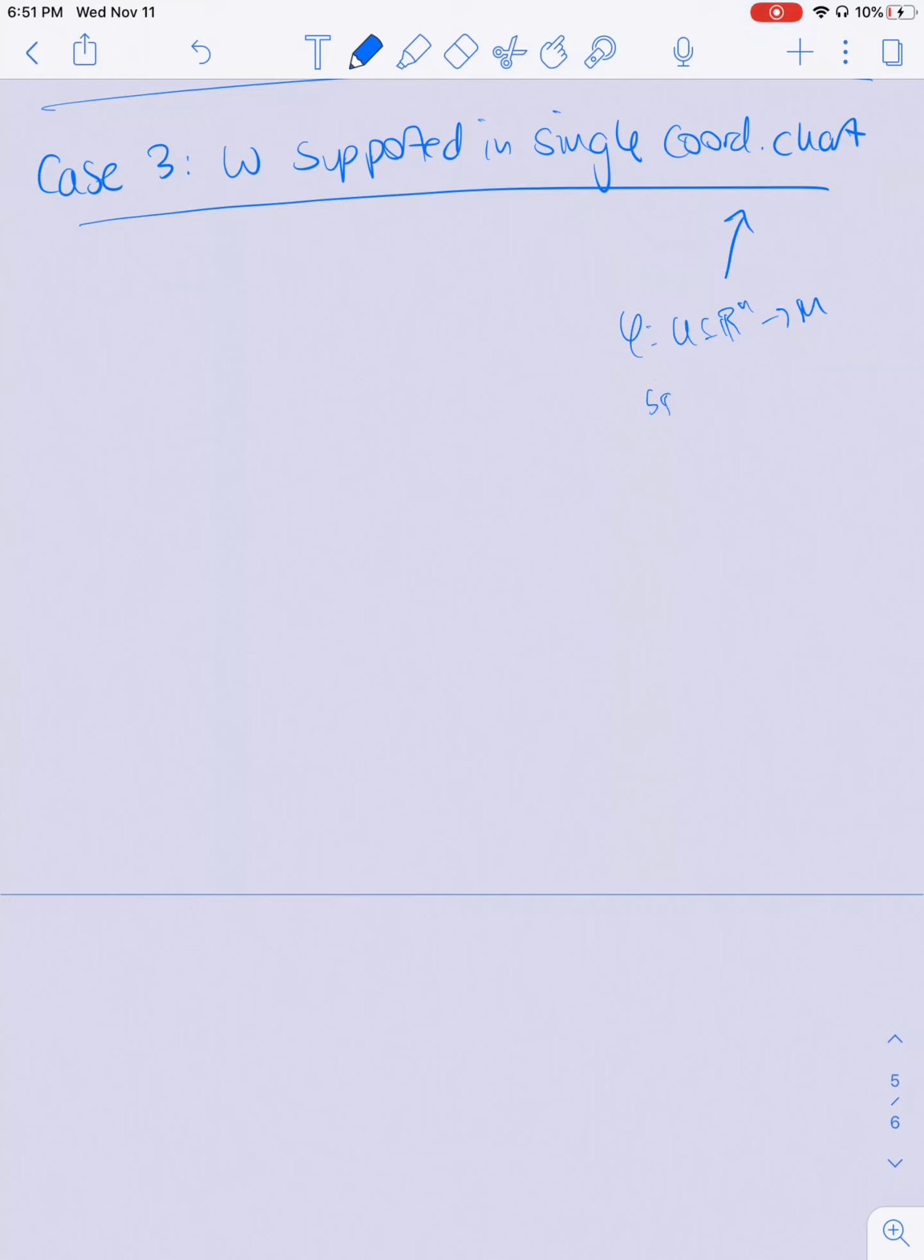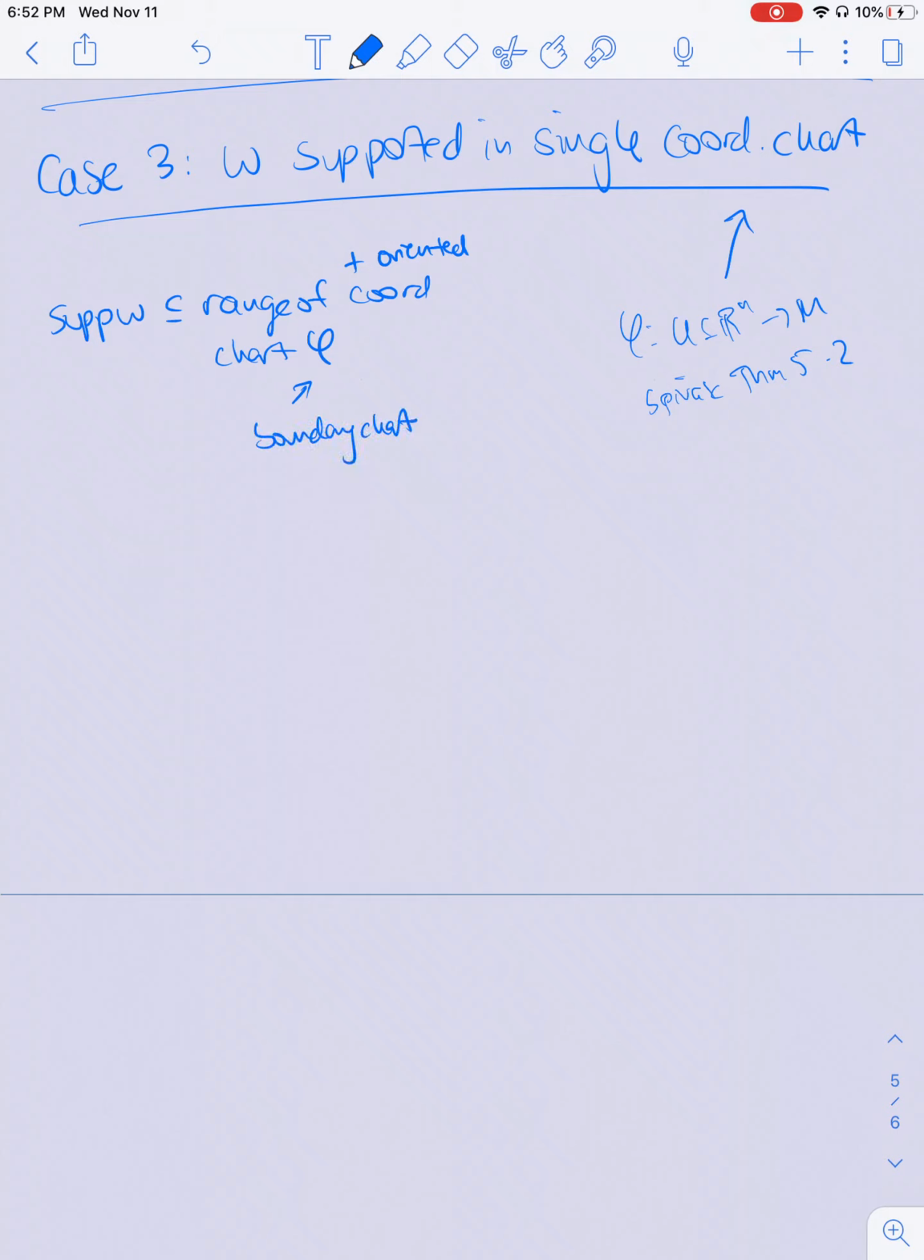So like Spivak theorem 5.2. Okay, so in this case, if the support of omega is contained in the range of some coordinate chart phi, let's assume it's positively oriented. The negatively oriented case is exactly the same. You just change the signs. Okay, so let's also assume that it's a boundary chart. So let's assume that phi is a boundary chart. So we've got some boundary here.